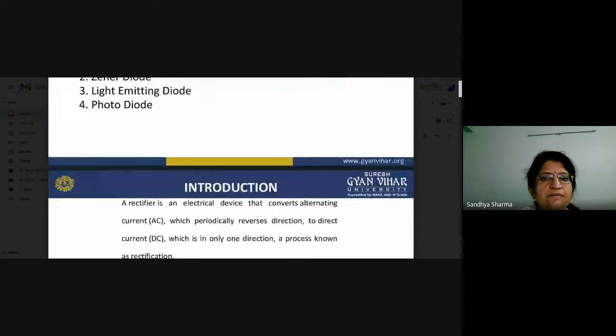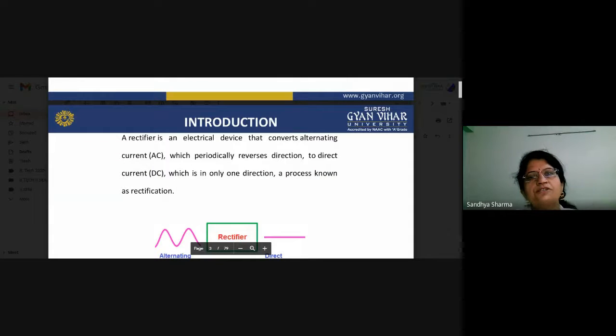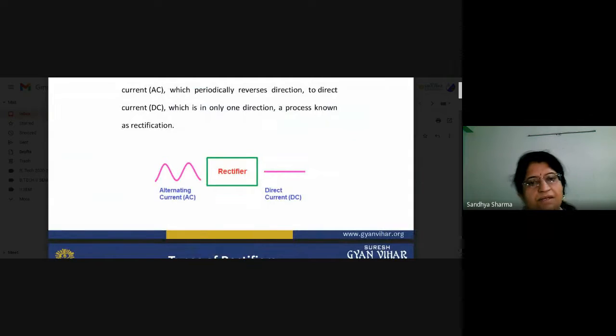So with slight modifications of a general diode, we can make different types of diodes and use them in different applications. Our first application is the rectifier. First of all, we will see what a rectifier is. A rectifier is basically an electrical device that converts alternating current into DC current. If you give an AC input, the rectifier will convert that AC signal into a DC signal.